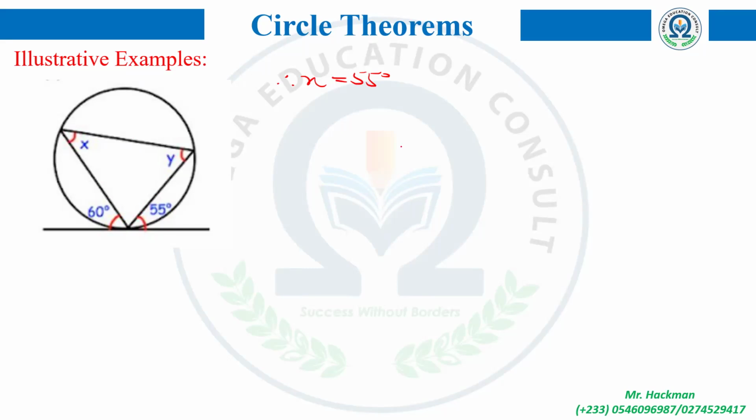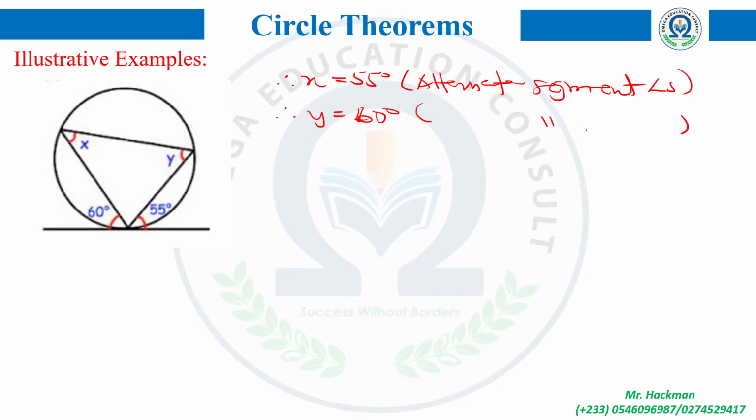So now, what do we have? We state our reason, and that will be alternate segment angles. Then again, therefore y will be 60 degrees, the same reason. You write the same reason. You cannot do this, please take notes. You have to write everything there. I'm writing it just to save time. Is my point well made?